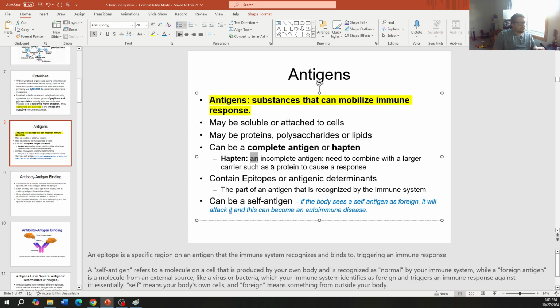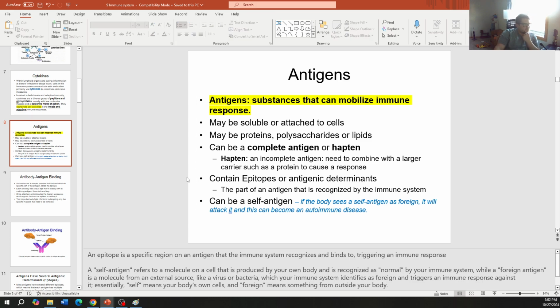Additionally, you can have complete antigens or haptens. A hapten is just not a fully put together antigen, which means it just needs to combine with something larger, like a protein, in order for our body to have a response to it. Meaning that hapten is not fully developed enough for our body to care about it and for our body to say it's a threat and to attack it.